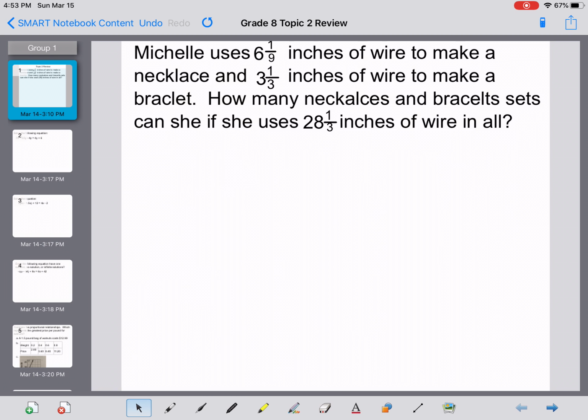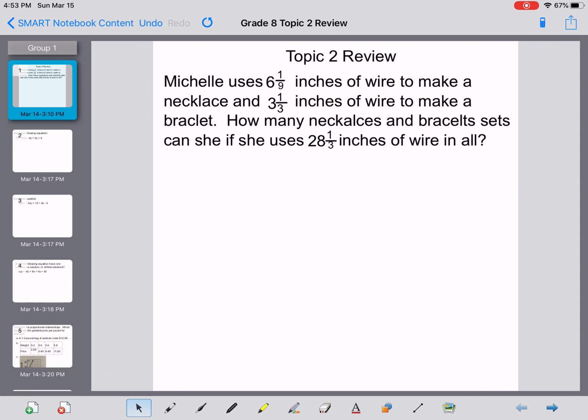This is our topic 2 review. Michelle uses 6 1/9 inches of wire to make a necklace and 3 1/3 inches of wire to make a bracelet. How many necklace and bracelet sets can she make if she uses 28 1/3 inches of wire in all? Take a second to copy down the question.